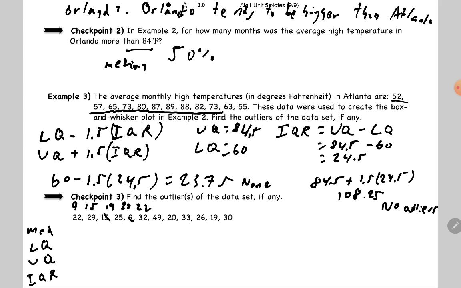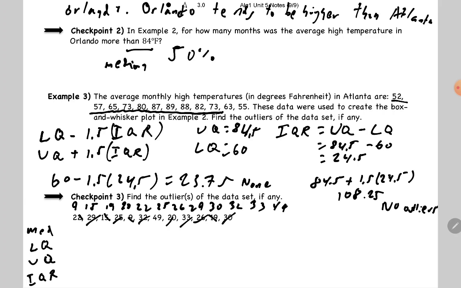So 9, 15, 19, 20, 22, 25, 26, 29, 30, 32, 33, and 49.